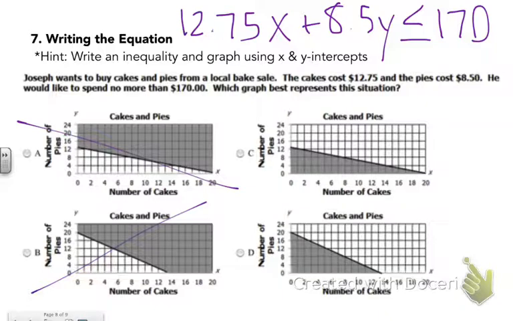So to find the x-intercept, we make y 0. And if we solve for x, we get 13.33, which would be about here. And then if we find the y-intercept, make x 0, 170 divided by 8.5, we end up with about 20. So on the y-axis at 20. So that's what tells me it's going to be letter D and not letter C.